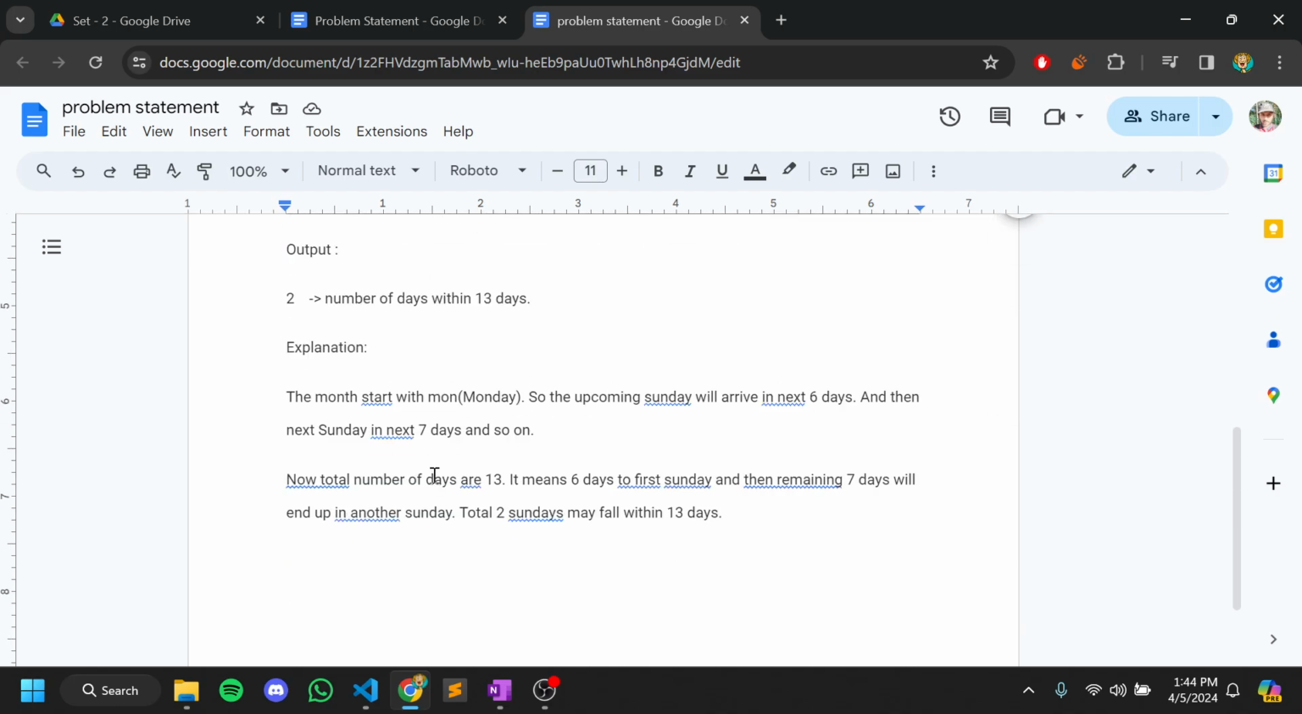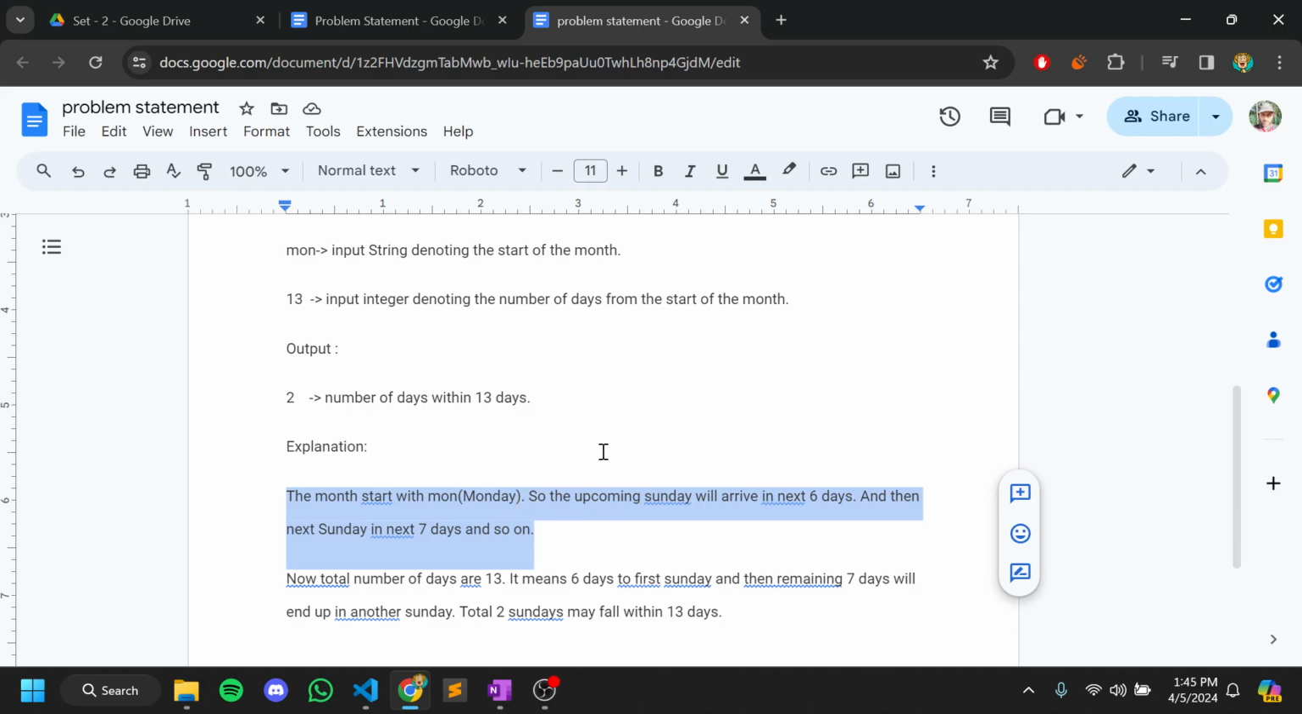So let's look at the explanation. Our output is 2. How so? After Monday there is Tuesday, Wednesday, Thursday, Friday, Saturday, and then a Sunday. A Sunday arrives after 6 days, including Monday. Like from Monday, Tuesday, Wednesday, Thursday, Friday, Saturday, there are 6 days. So the first Sunday arrives after 6 days, and then the next Sunday arrives after 7 days.